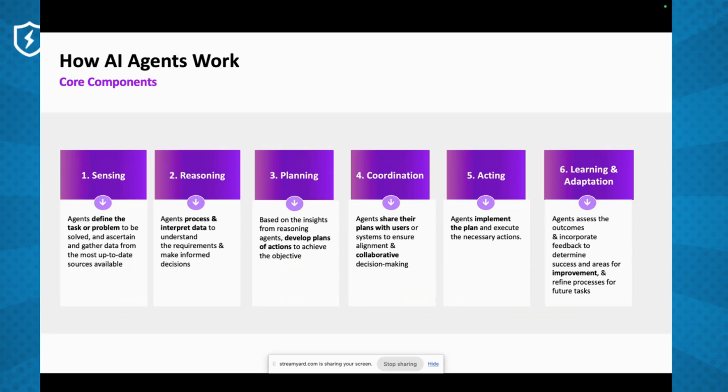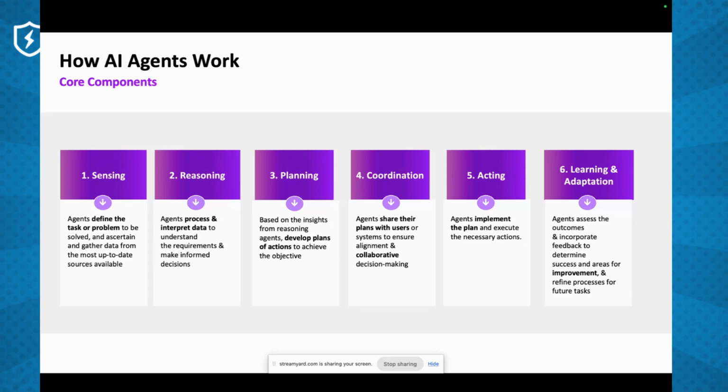Now, how do AI agents work? We understood that AI agents have decision making capabilities, but we also need to understand the core components of AI agents. It starts with sensing, where your AI agent will define the task or problem. Then comes reasoning, where agents can process and interpret data. After that, it's all about planning, where your agent is developing plans of action. Then coordination is important, where they share the plans with the users so that there is collaborative decision making in the system.